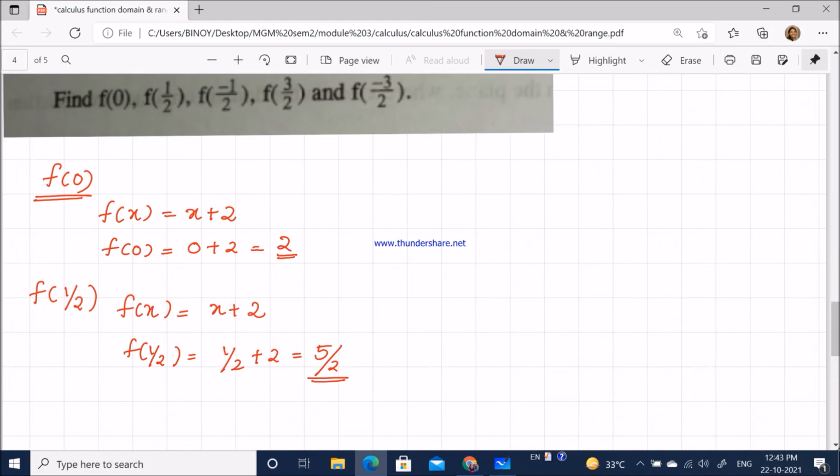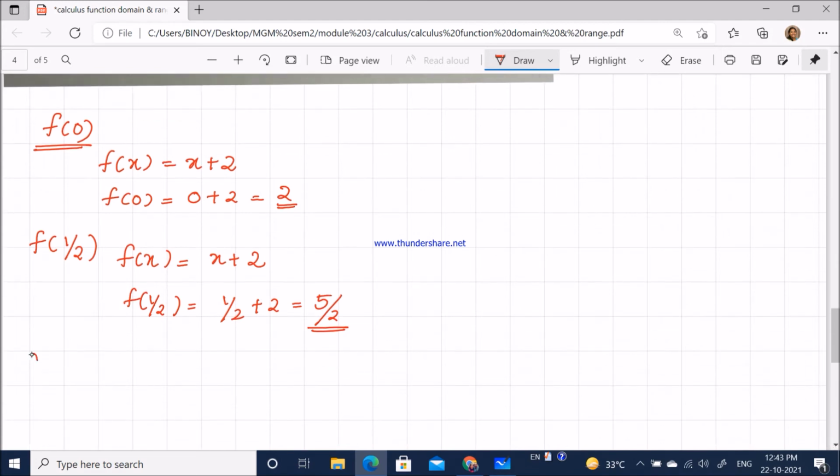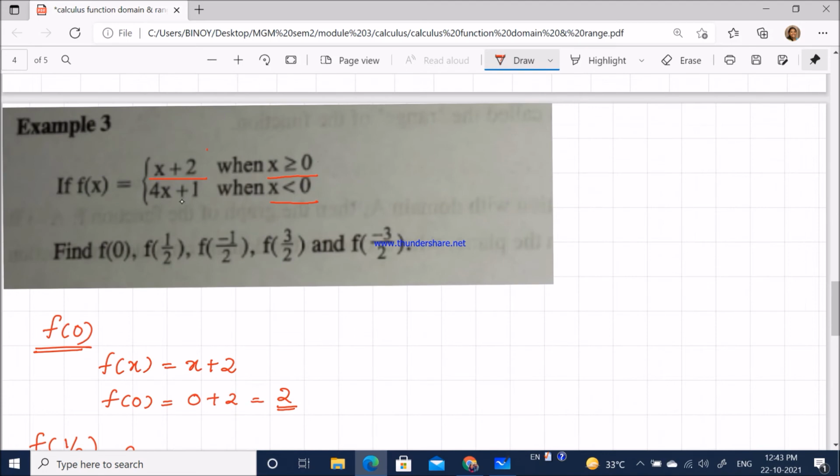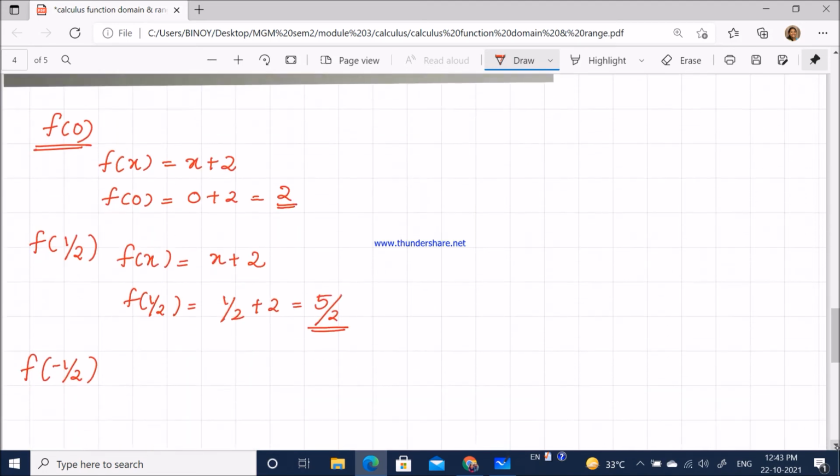Now, f of minus half. F of minus half comes under the second equation. That is, if it is less than 0, it is 4x plus 1. So the value of f of x will be found using the next equation, that is 4x plus 1. So, substituting minus half over here, 4 into minus half plus 1, that is minus 2 plus 1 is equal to minus 1.